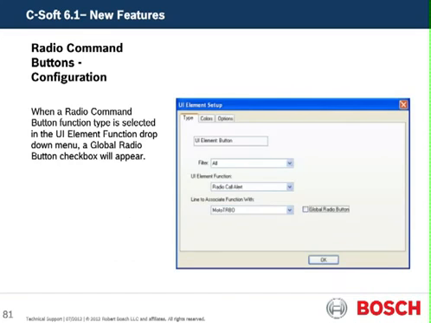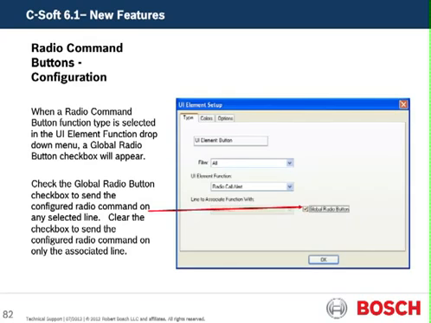To add a radio command function button to your design, right-click anywhere on your design and from the menu select Add Button. Right-click on the new button, select Properties. Now define the correct button type in the UI element function window and associate with the correct line. Radio command buttons can be defined either to a specific line or a button global to the entire design. Check Global Radio button if it is desired that this button be used by all lines in the design.